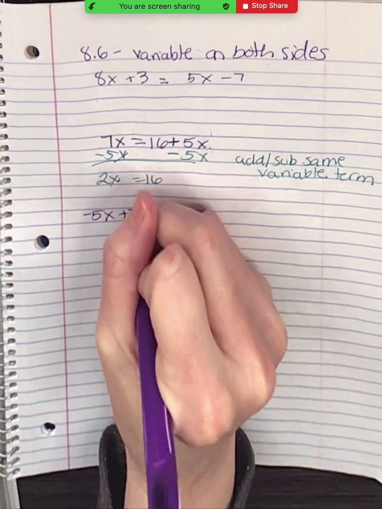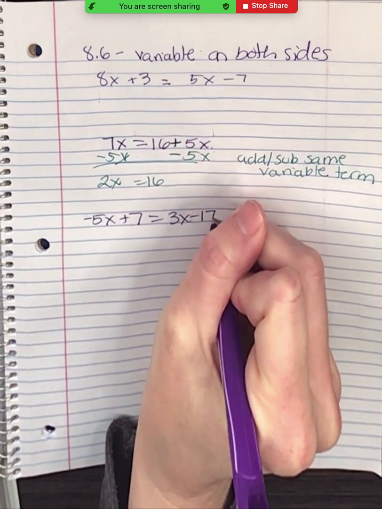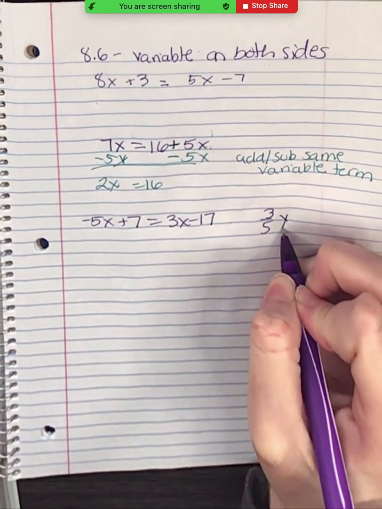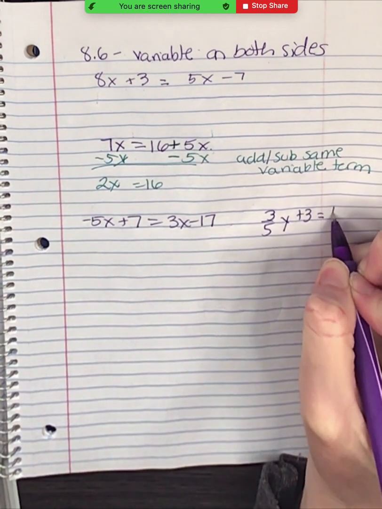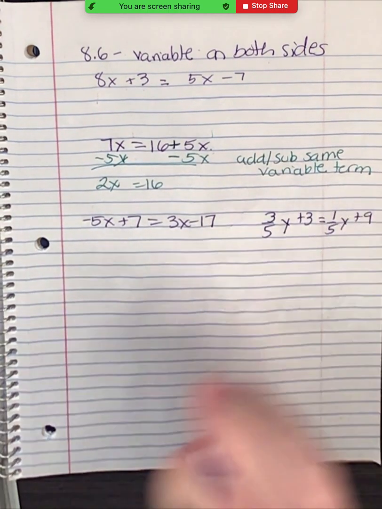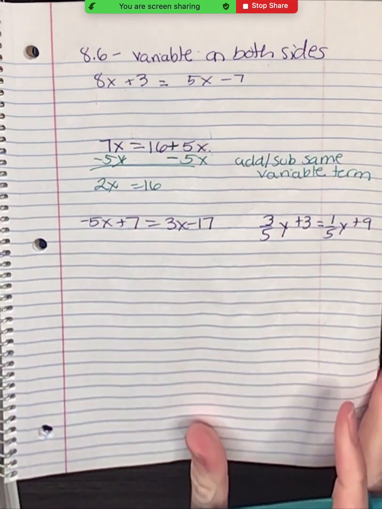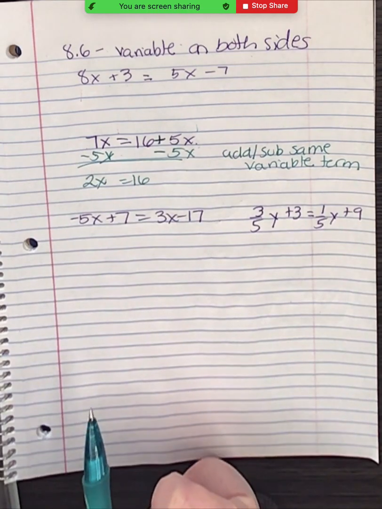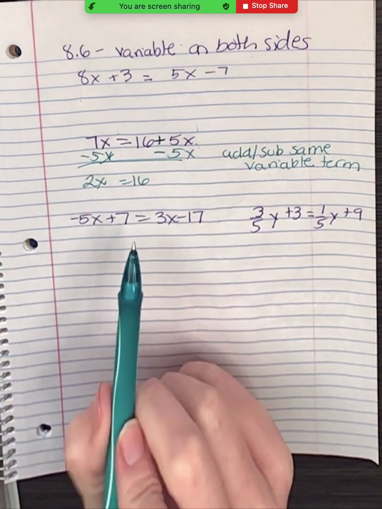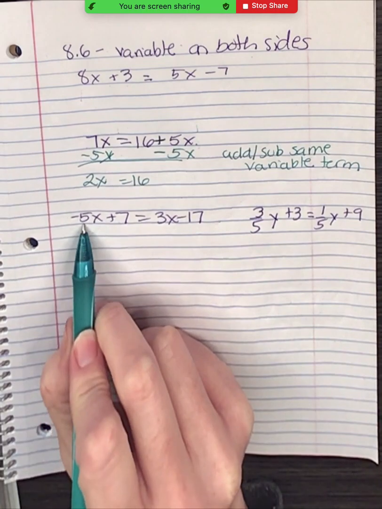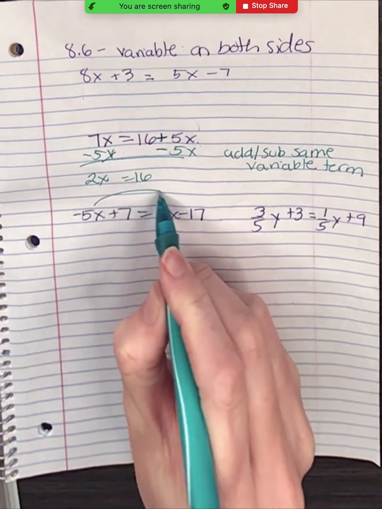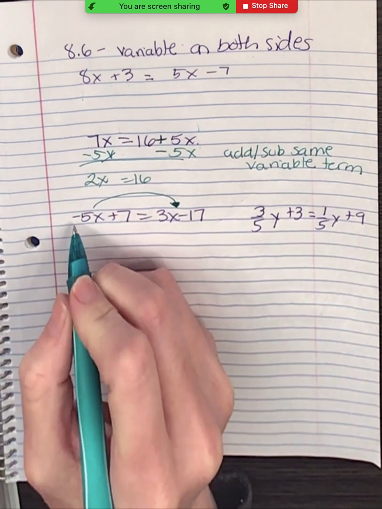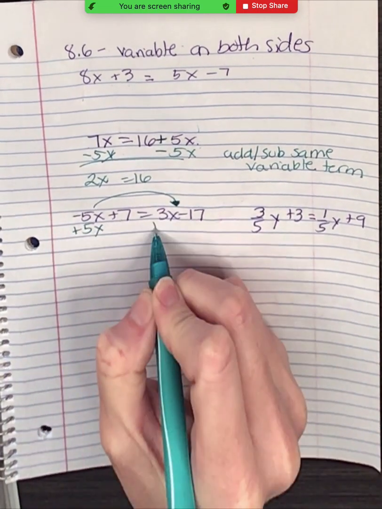Okay, so a couple of examples. 5x plus 7 equals 3x minus 17. And then we'll do 3/5 y plus 3 equals 1/5 y plus 9. Okay, so this first one, right, we have x on the left and on the right. I'm going to try to make it a positive x. So if I have a negative 5x, I want to move it to the opposite side of the equal sign. So I'm going to do the opposite of negative 5, and I'm going to add 5x.